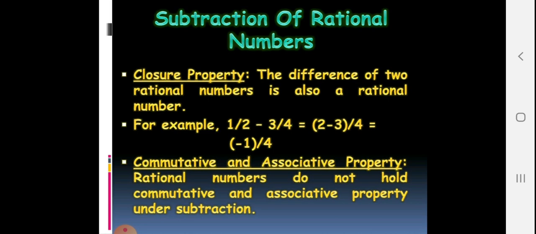Let's talk about the commutative and the associative property. Rational numbers do not hold the commutative and the associative property under subtraction.